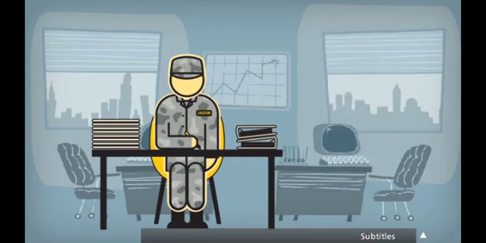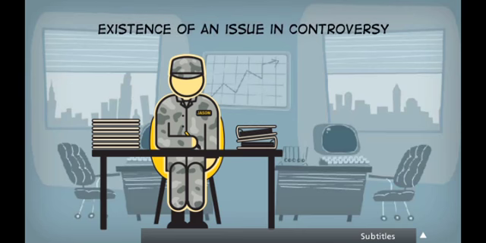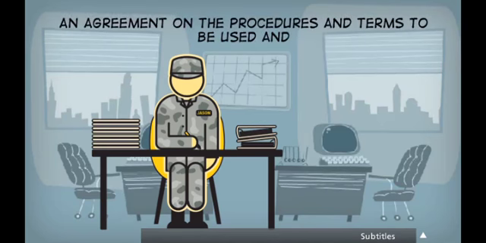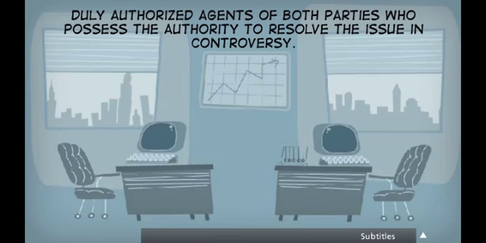Jason verifies the 4 essential elements of ADR exist before pursuing ADR. He verifies the 1. Existence of an issue in controversy. 2. A voluntary election by both parties to participate in the ADR process. 3. An agreement on the procedures and terms to be used. And 4. Duly authorized agents of both parties who possess the authority to resolve the issue in controversy.